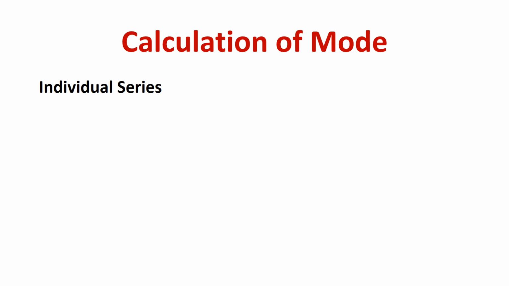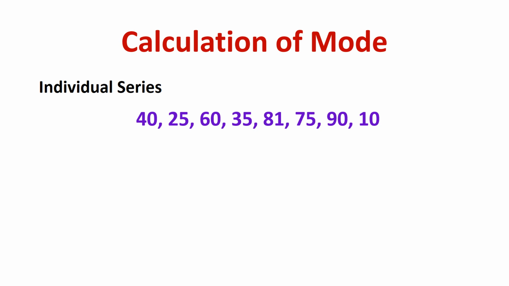But there is a problem with individual series. See, in this case, no values are occurring more than once. 40 is occurring only once, 25 is occurring only once, 60 has occurred only once. So no value in the series is occurring more than once. Then in this case, we can say that the mode is ill-defined. So if the mode is ill-defined, how can we find the mode?